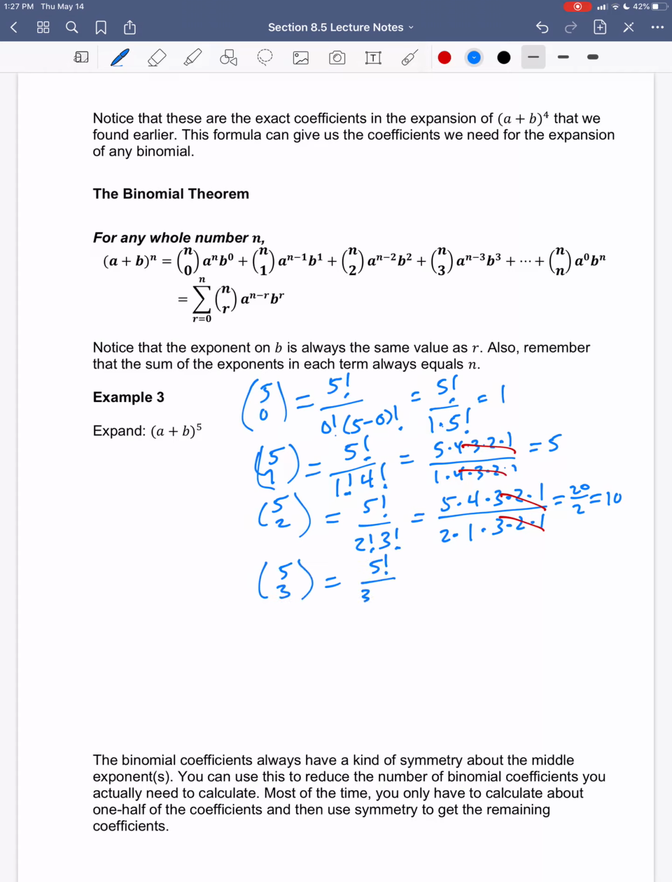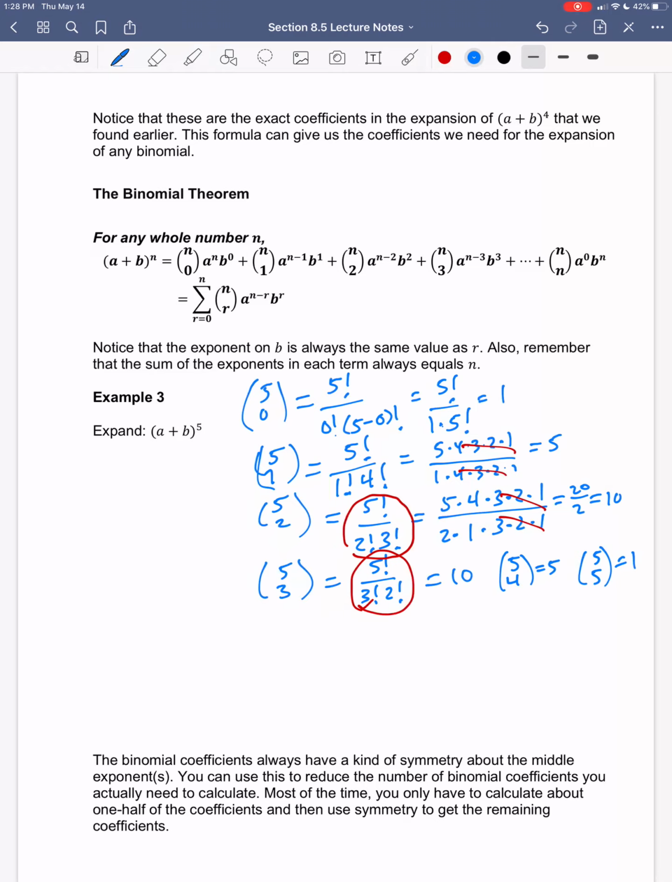Eventually we're going to get something that we've already done before, right? Those are really the same. And when I do then 5 choose 4 or 5 choose 5, I'm going to get this symmetry. We came up with 1, 5, 10. I just got 10 again. These others have to be 5 and 1. You can do the calculation, but that's what we would get here.